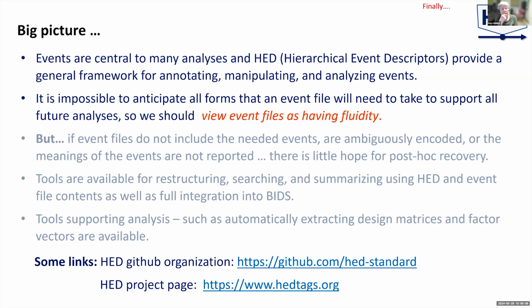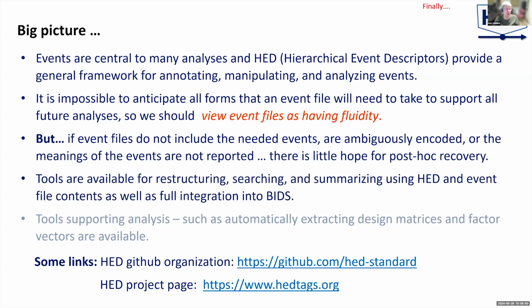And as I'll show in my next talk, we've created a remodeling tool suite. The reason it's called remodeling is because it provides a lot of event file transformations to put things in columns, take columns out, rename columns, remap multiple columns to suit an event analysis that you want to do. But if you don't put in the event markers, or you encode them ambiguously, or you don't report them at all, there's little hope of fixing it. And we have lots of tools. And I'll talk about those tools in the next section.